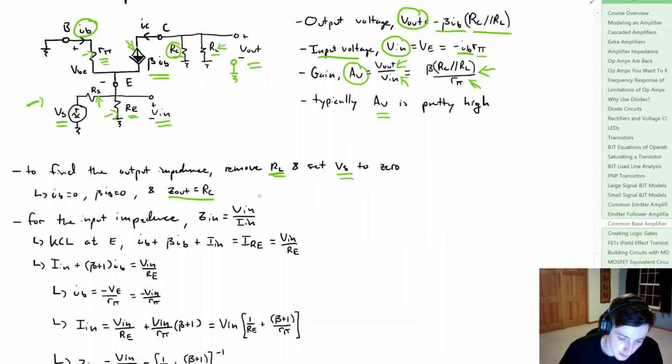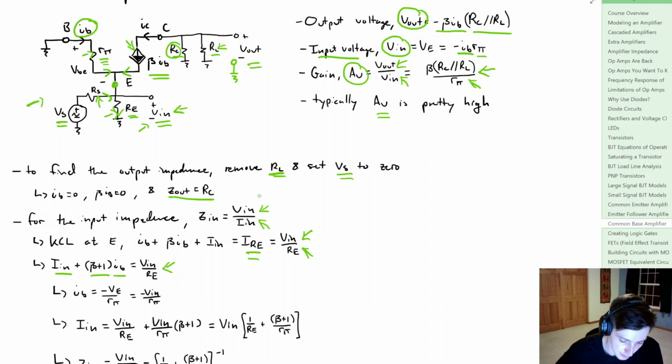Now for the input impedance, we are looking at the input voltage divided by the input current, and our input voltage is again right here. So if we set up a KCL at point E, we're going to say that the base current plus beta times the base current IB, plus some input current, is going to be equal to the current that's going through RE. And we know that the current through RE is going to be equal to the voltage Vn divided by RE. So that's pretty straightforward. So we can simplify this and say that the input current plus beta plus 1 times IB is going to be equal to Vn divided by RE.